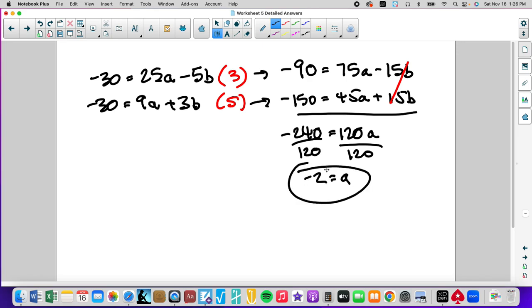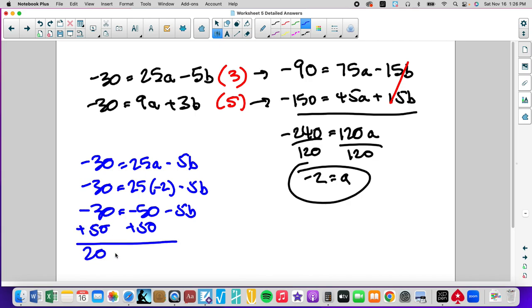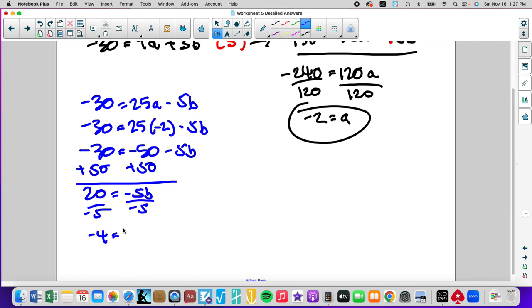So I have my a, I have my c value, and now I'm going to plug it into one of these other equations. Let's take negative 30 equals 25a minus 5b. Negative 30 equals 25 times negative 2 minus 5b. Negative 30 equals negative 50 minus 5b, add 50, 20 equals negative 5b, divided by negative 5, and we get negative 4 equals b.